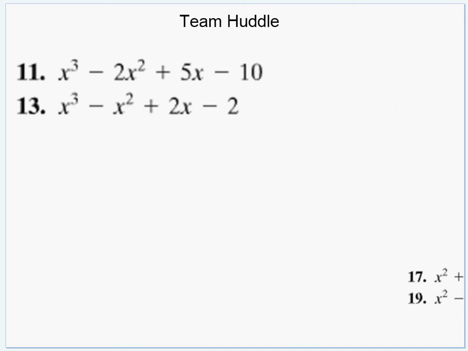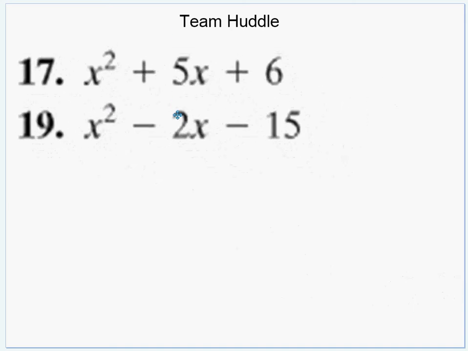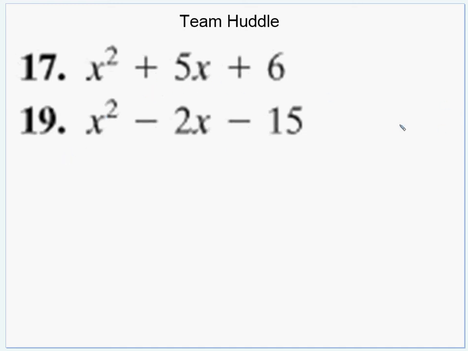Just a couple more to go, 17 and 19. And these are just leading coefficient of 1. Again, if you want to do the ACB method, if that's what you're comfy with, by all means, I'm only interested in the correct answer. I really don't care how you got there, what method you used.